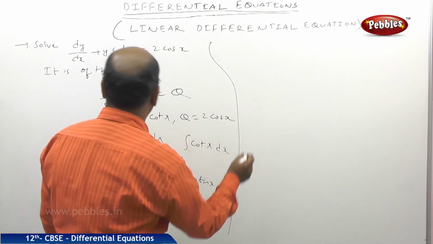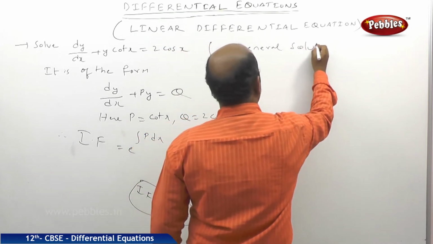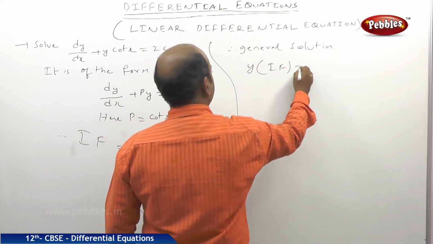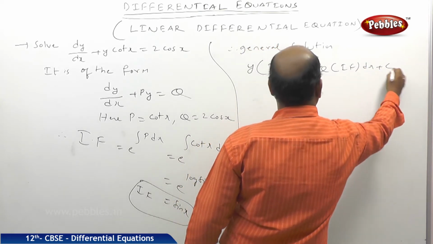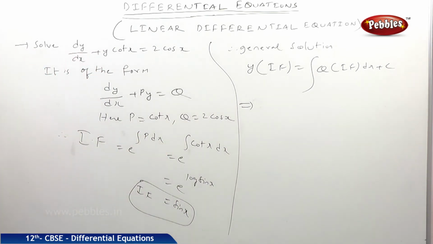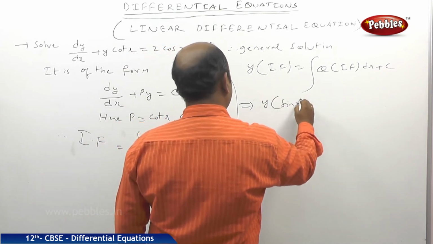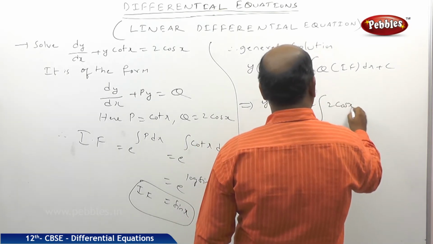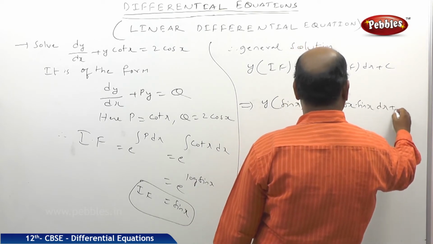So therefore the general solution can be written as y into integrating factor is equal to integral of q into integrating factor dx plus c. So y into sin x is equal to the integral of q, which here is 2 cos x, and the integrating factor is sin x, dx, plus c.